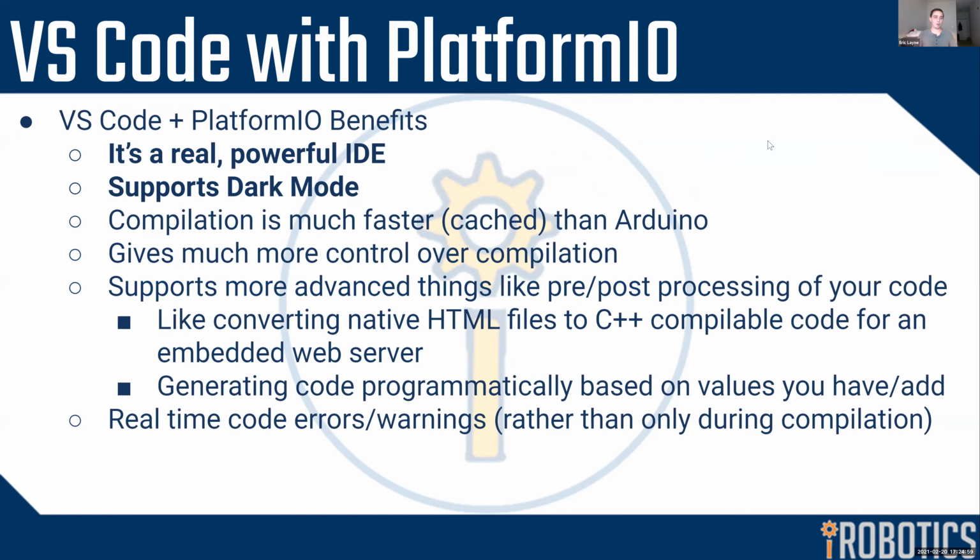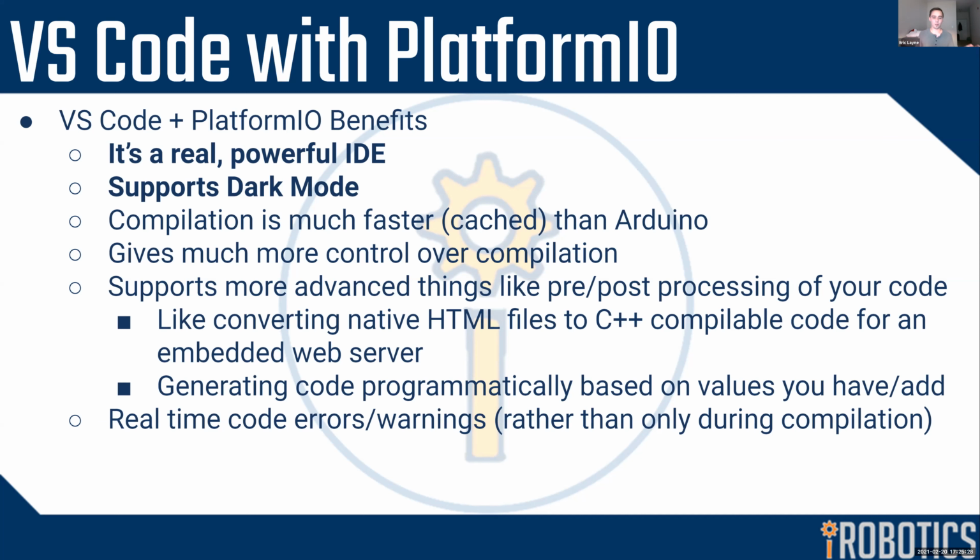So the reasons I would use VS Code with PlatformIO: it's a powerful IDE. It does so much more than Arduino does. Supports dark mode. That's one of the main ones. And you get much faster compilation times. So the Arduino IDE is kind of slow. I'm pretty sure it's single threaded, and it doesn't really cache things. So generally it takes a long time to compile every single time, which is annoying.